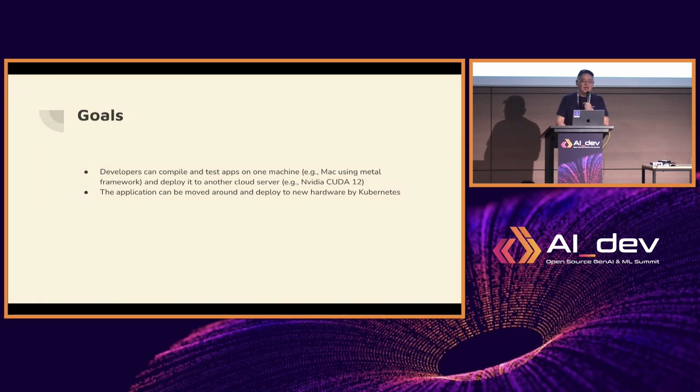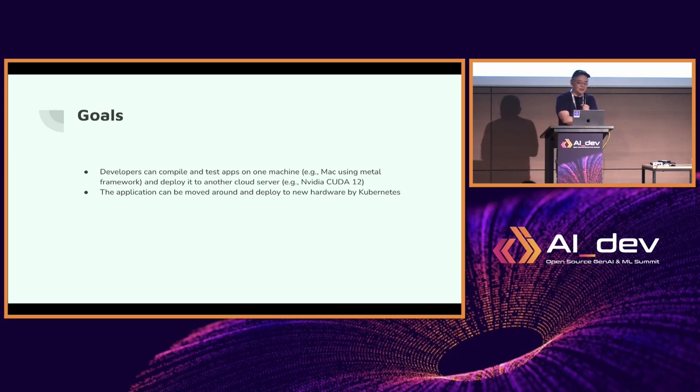So the goals are actually very easy. So what I call those goals, I think time is just a flat circle. All the old things become new again, right? Because those two goals are exactly the goals when Java came out. People who use Java said that's our goal. There are two things: developers must be able to compile and test on one machine and deploy on another machine. You can't ask them to rewrite your code.